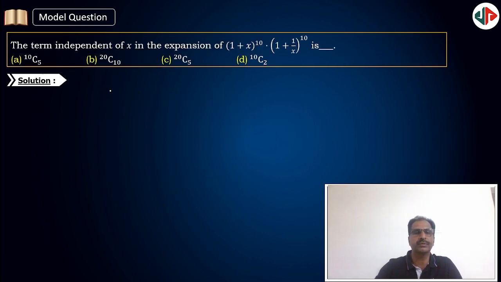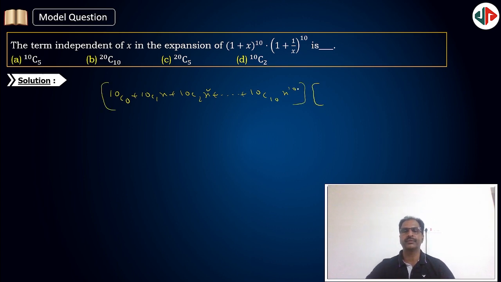Next question, the term independent of x in the given expansion. What is the (1 plus x) whole power 10 expansion? 10c0 plus 10c1x plus 10c2x square plus so on, 10c10 x power 10, into the expansion of (1 plus 1 by x) whole power 10. The difference between (1 plus 1 by x) whole power 10 and (1 plus x) whole power 10 is that in place of x we have 1 by x, that's it. So 10c0 plus 10c1 into 1 by x, 10c2 into 1 by x square, so on, 10c10 into 1 by x power 10.